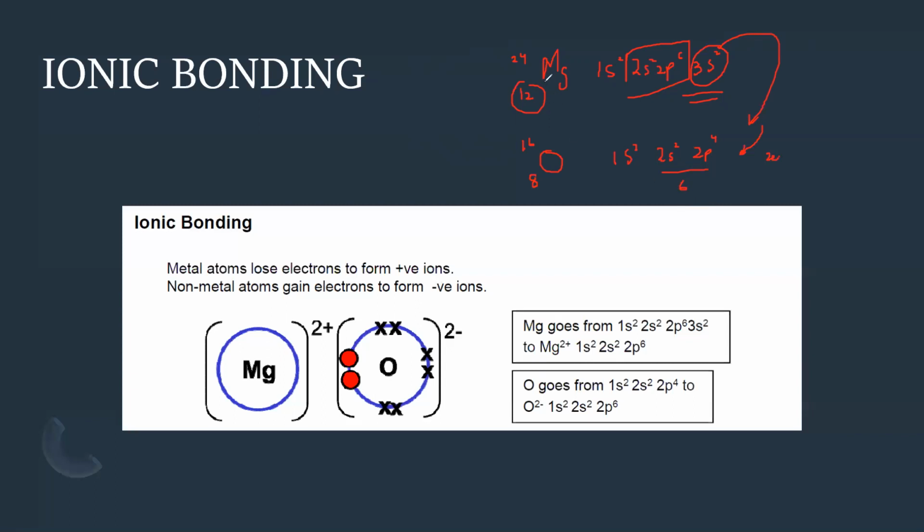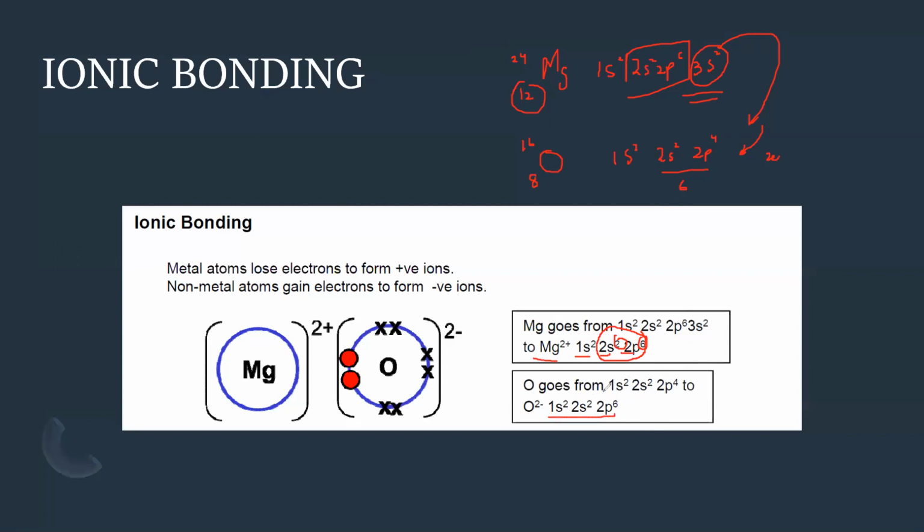So what will be the configuration of magnesium after losing electrons? Because the last shell electrons are removed, it will be 1s2, 2s2, 2p6. So the total number of electrons in the second shell is 2 in the s orbital and 6 in the p orbital. The total will be 8, which increases the stability and makes it inert or unreactive. In the same way, oxygen was originally 1s2, 2s2, 2p4, but it took 2 extra electrons from magnesium. So it will be 1s2, 2s2, 2p6.